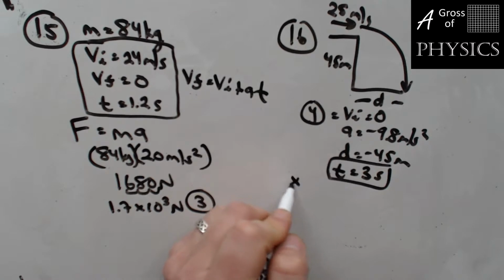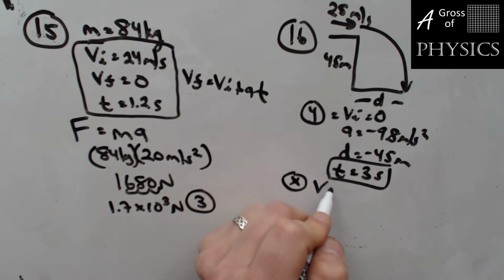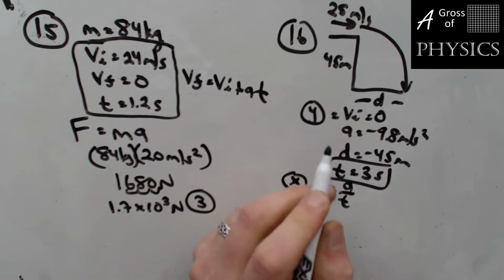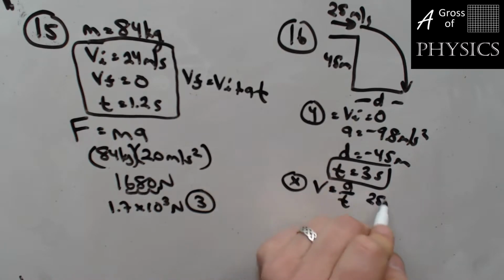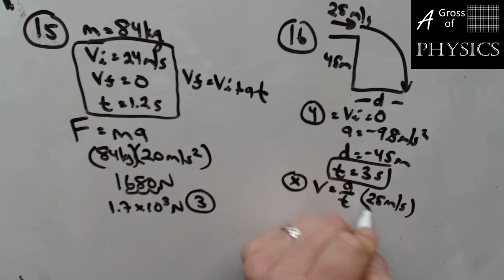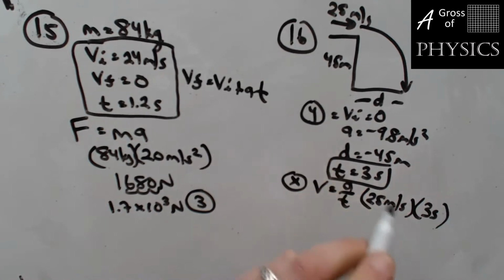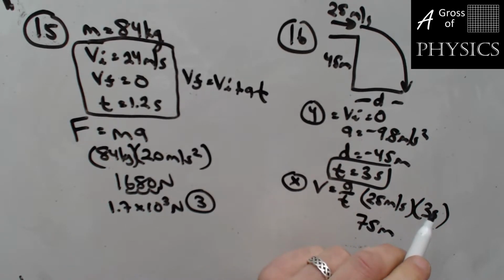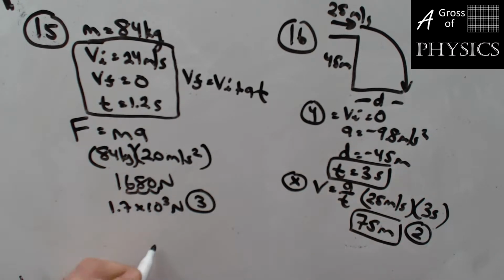And then in the x direction, it's v equals d over t. So 25 times 3 should be around 75 meters. And that's choice 2. All right, 17.